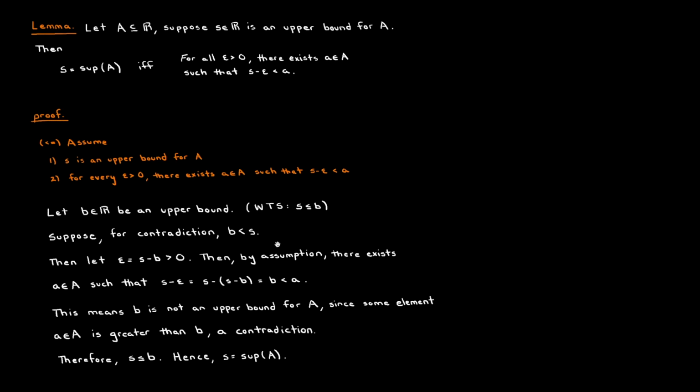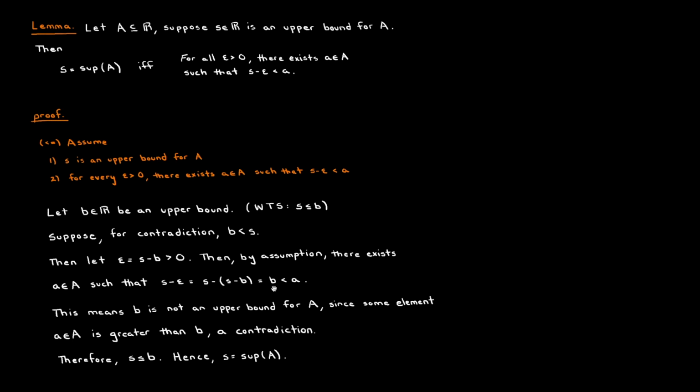So now in order to proceed with this proof, we need to somehow apply this property. And in order to apply this property, we need a candidate for the epsilon. And looking at this inequality, since B is less than S, I can consider S minus B, which is positive, and try that as my epsilon. Well then, by assumption, there must exist an element a from my set so that a is larger than S minus epsilon, and if you plug in for epsilon how we defined it here, that simplifies very nicely to just B.